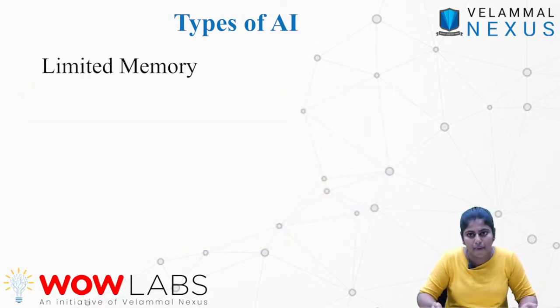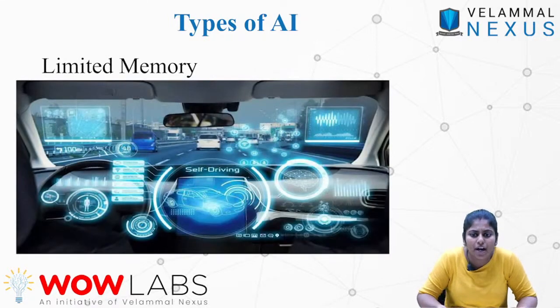Second is limited memory. An AI system can use past experience to inform future decisions. Some of the decision-making functions in self-driving cars have been designed this way. Observations are used to inform actions happening in the not so distant future, such as a car that has changed lanes. These observations are not stored permanently. Apple's chatbot Siri is an example.